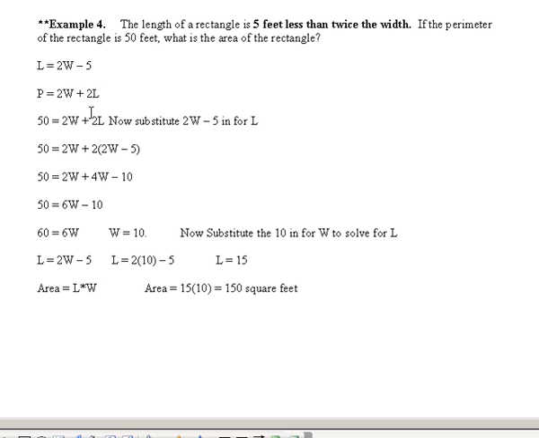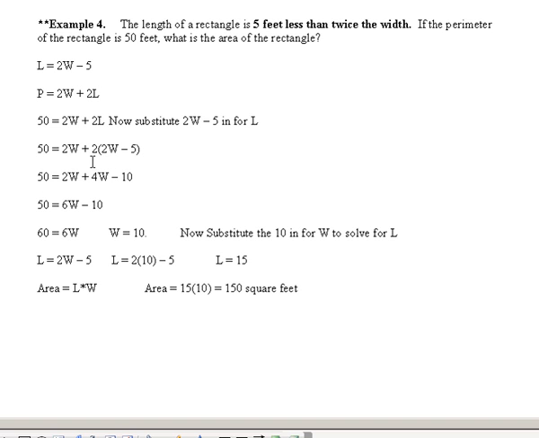Now I'm going to actually solve this for one of the variables. It doesn't really matter which one, but first what I'm going to do is substitute what I know into this. For example, I know that the L up here is equal to 2W minus 5, so I can substitute that 2W minus 5 in for the L. So I'm just going to substitute the 2W minus 5 right in here for the L. So then that would give me this equation right here. Now I can solve this equation.